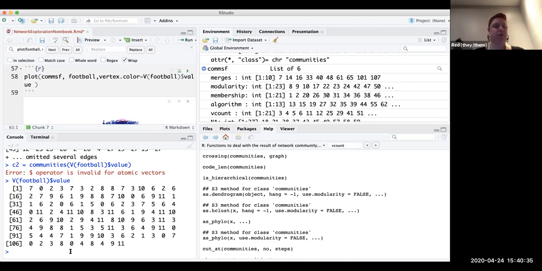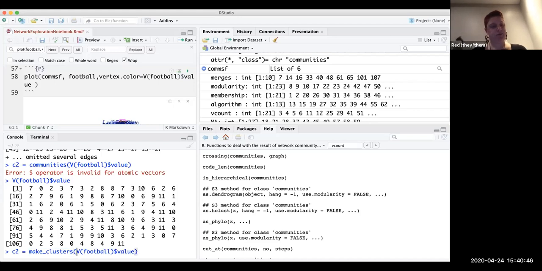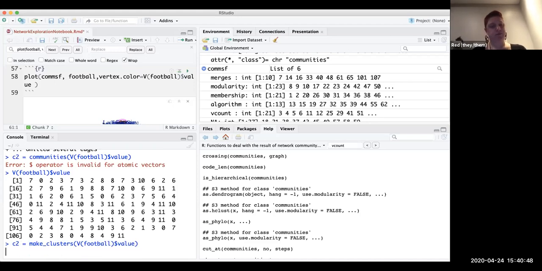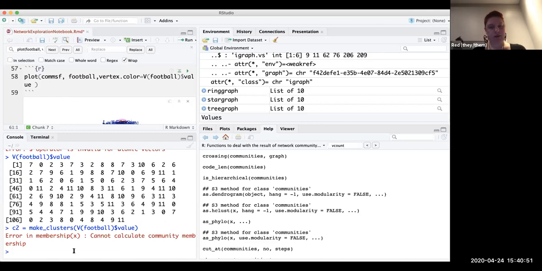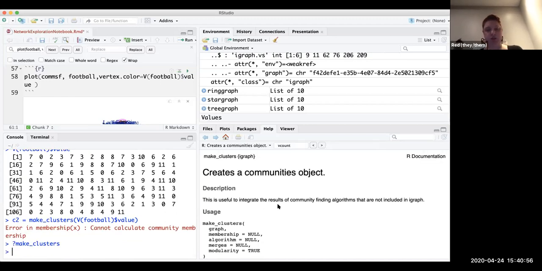Make clusters, that's what I was looking for. All right, so instead of using communities, I want to make clusters. And let's go ahead and see how that make clusters command works. Ah, you gotta put in the graph first. So football is our graph. The membership is our values.